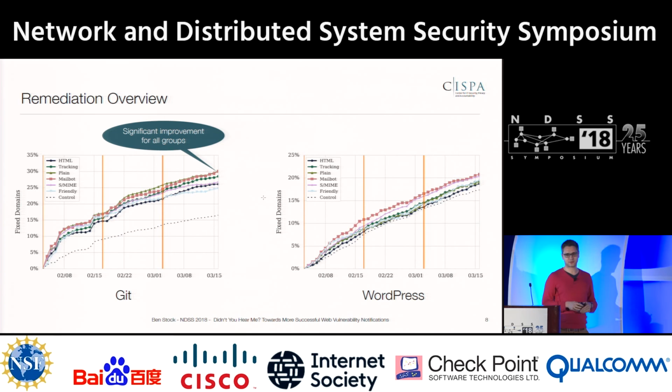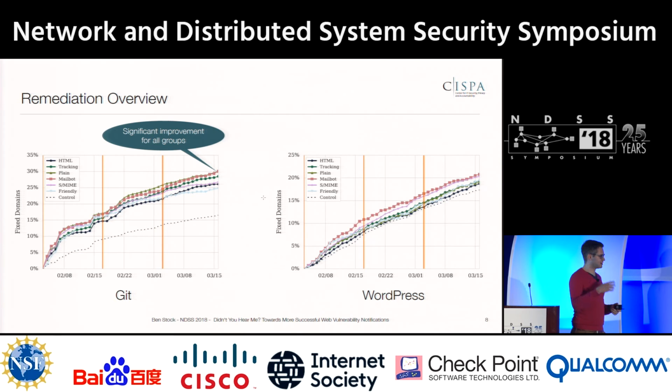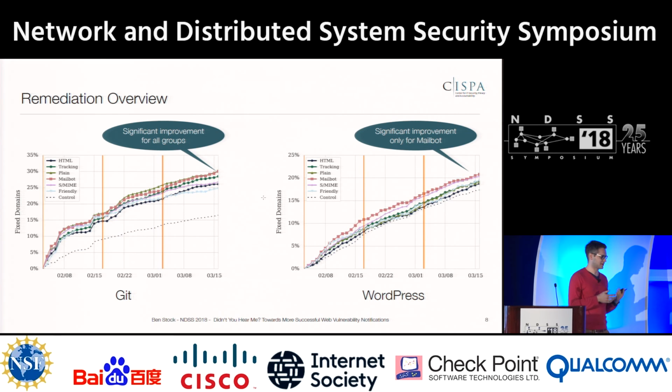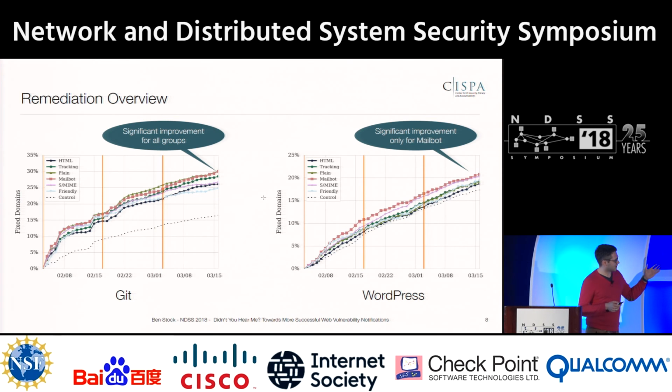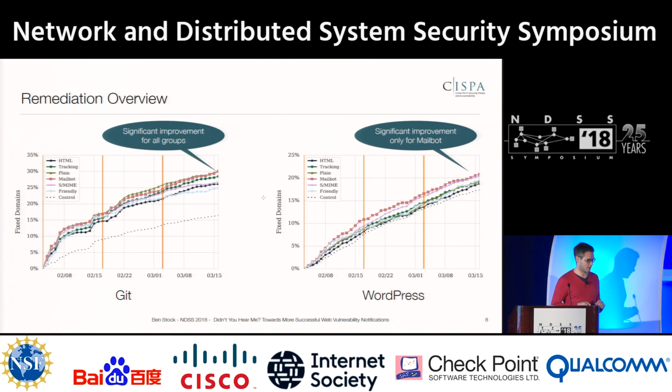We did the same thing for WordPress, and here we don't see that big of a difference. The control group is right there with all the others. It turns out that in this case, only this mail bot led to a significant improvement in fix rates. And friendly is somewhere in the middle there, so it didn't perform too well.